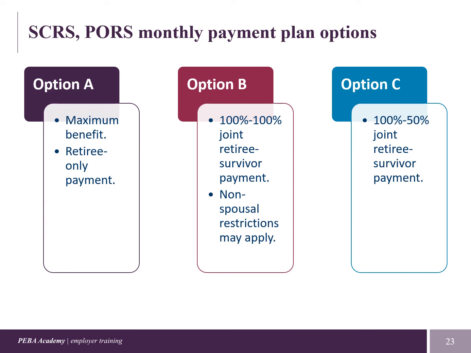Option C also provides a lifetime monthly reduced benefit, which allows for a lifetime monthly benefit for the retired member's beneficiary. Under this option, the monthly survivorship benefit is equal to 50% of the member's reduced benefit. The member's beneficiary under option C must be a living person, as is the case under option B. Monthly benefits cannot be paid to an estate or other entity. Should the member designate multiple beneficiaries, the 50% survivor benefit payment would be divided equally among them.